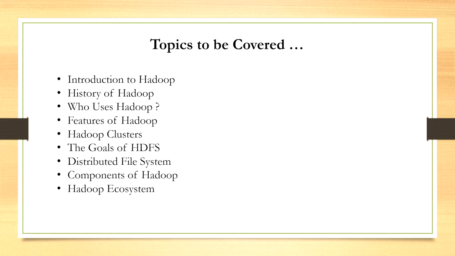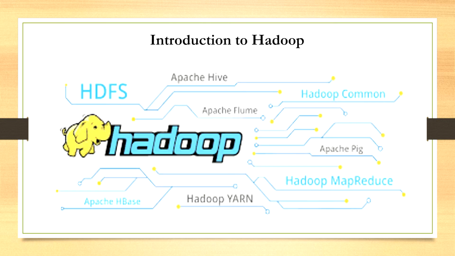We will start the proceedings with an introduction to Hadoop. Then we will head into its history. Later, we will discuss the key features of Hadoop. Then we will understand the main goals of Hadoop, that is the Hadoop Distributed File System. Later we will move to the distributed file system, followed by the components of Hadoop. Last but not the least, we will discuss the Hadoop ecosystem. So let's get started with it.